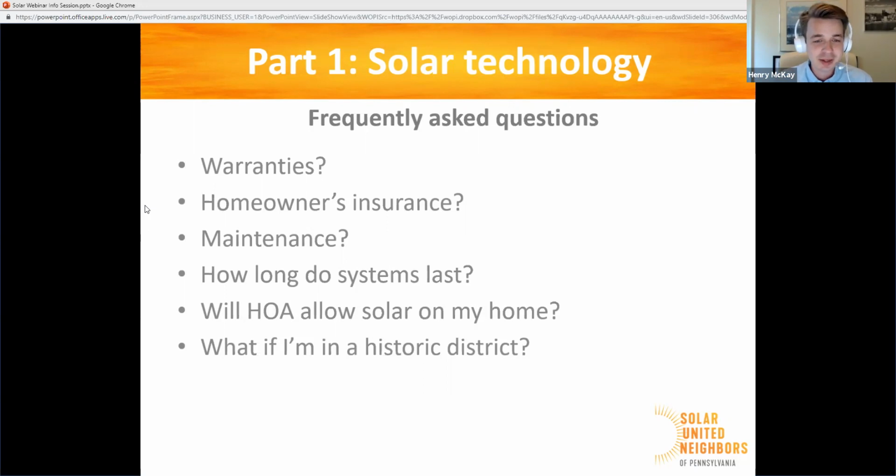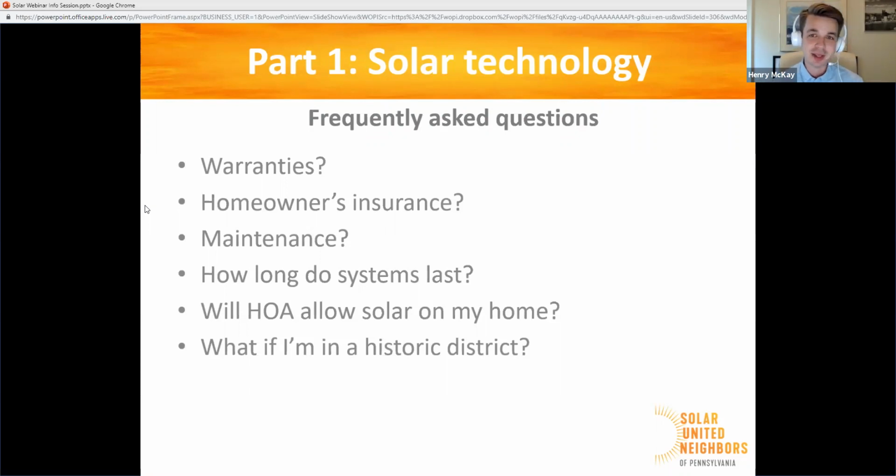How long do systems last? I think I said this a few times already, but this is a long-term investment. This is a system that will be producing on your home for 25 or more years. So if you are thinking of moving soon, it may not be the right time to go solar.